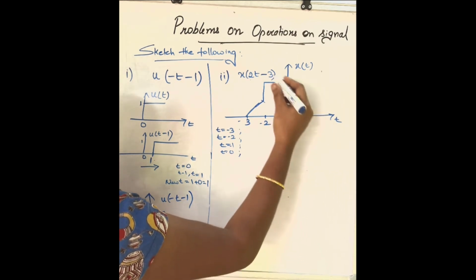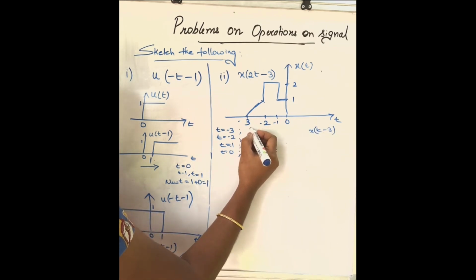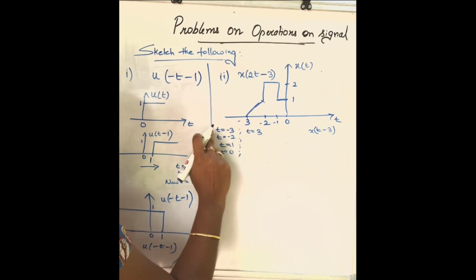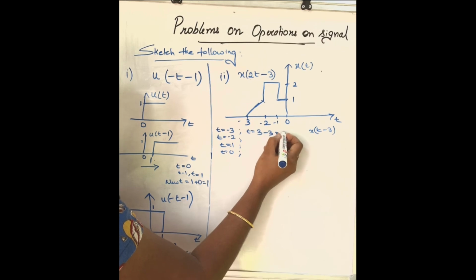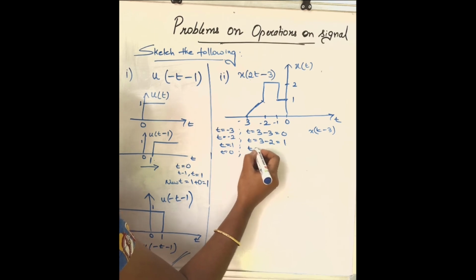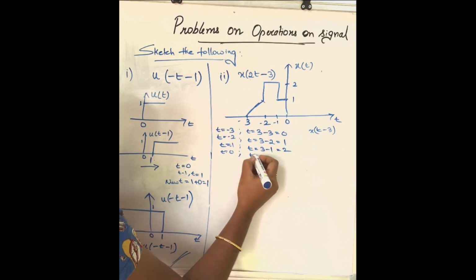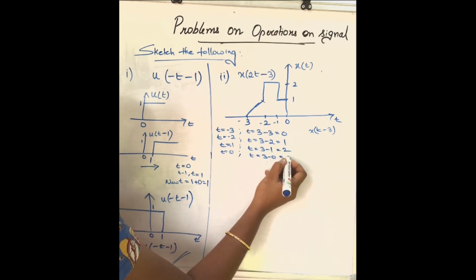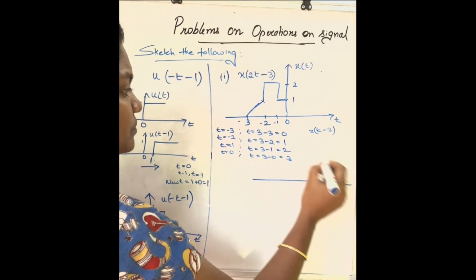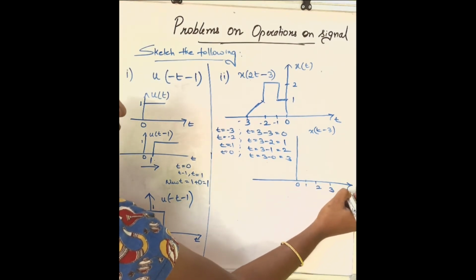The first thing we are going to do is x of t minus 3. So in that case, your t becomes 3. So for 3, what will be the instance? So 3 minus 3, 0. 3 minus 2, 1. 3 minus 1, 2. And the final t, 3 minus 0, 3. So these are the new time instances. Now you can draw 0, 1, 2, 3. That's all.